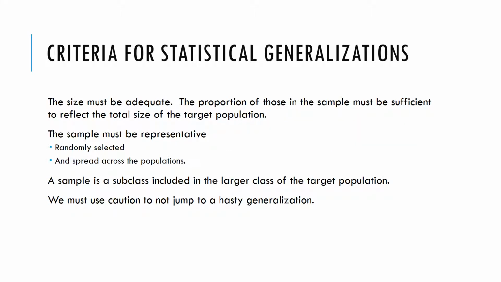In order for statistical generalizations to be useful, the size must be adequate, the proportion of those in the sample must be sufficient to reflect the total size of the target population. The sample must be representative, therefore randomly selected and spread across the population to include some of each class that's included in the population. A sample is a subclass included in the larger class of the target population. We still must use caution not to jump to a hasty generalization.